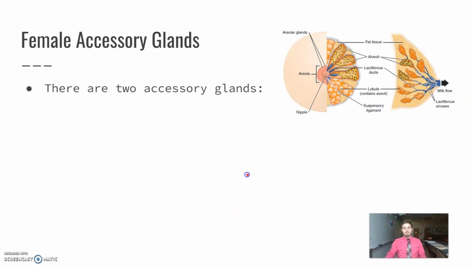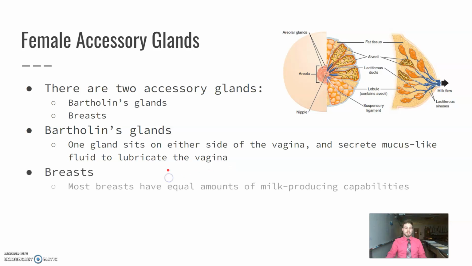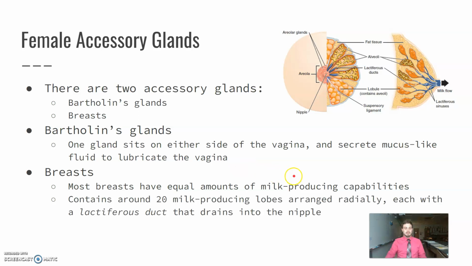And then female accessory glands, there are 2 in females, the Bartholin's glands and the breasts. Bartholin's glands are going to sit on either side of the vagina. They're going to be responsible for secreting a mucus-like fluid that's going to help lubricate the vagina. And then the breasts, which are going to be responsible for lactation, producing milk. All breasts pretty much have the same ability of milk production. Really doesn't matter when it comes to size there.